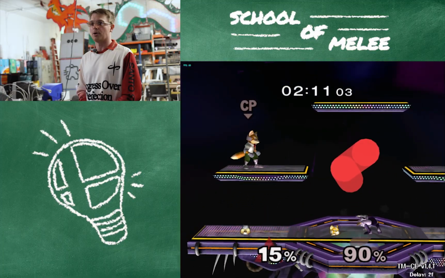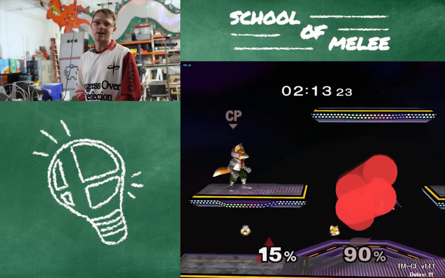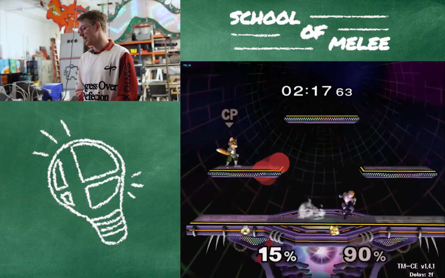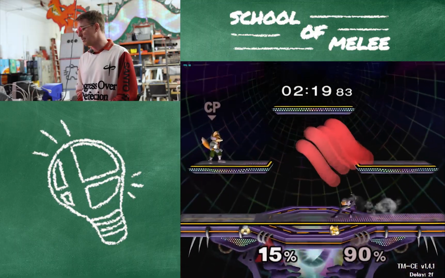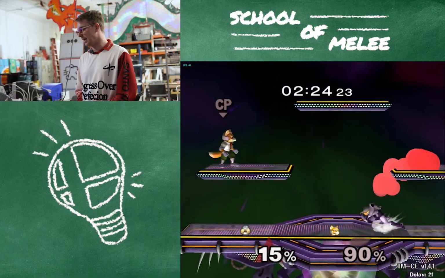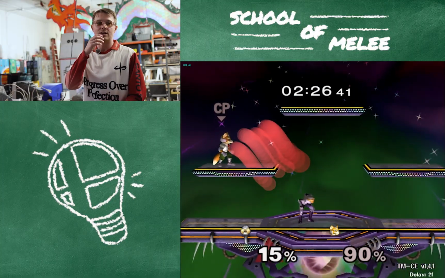So if I just do a fair in place, you can see there's not a whole lot of size to this move. But if I'm running and I do a fair, actually fair is a bad example because it's not active very long. But you can see with back air, it's the same principle. If I'm doing it in place or with a slight drift, it's not very big. But if I go faster, oh my God, the move gets so much bigger.